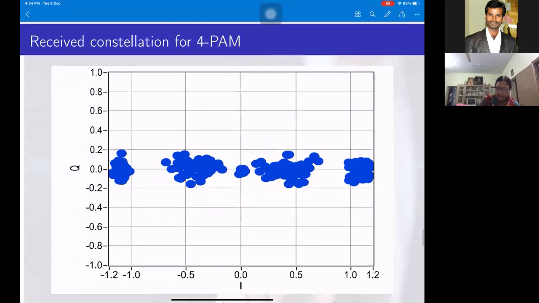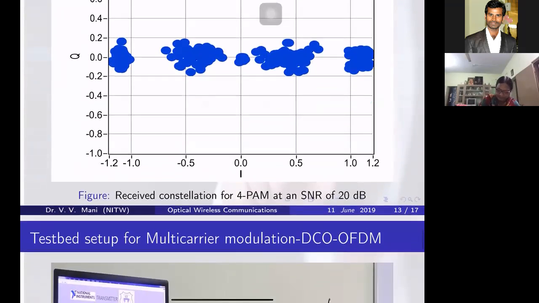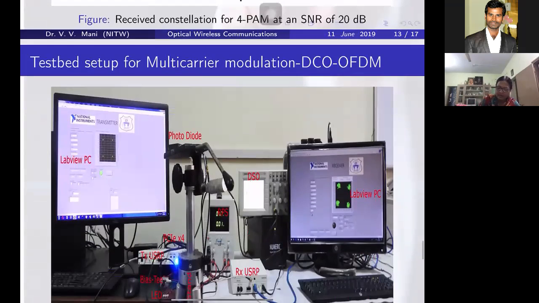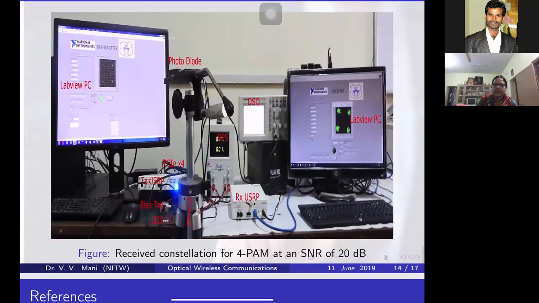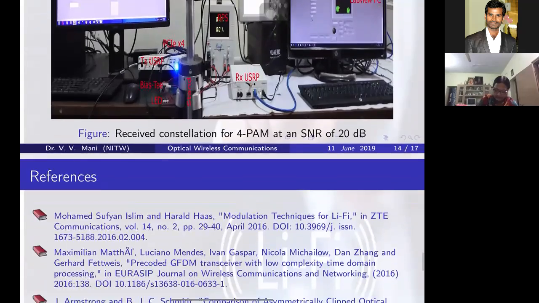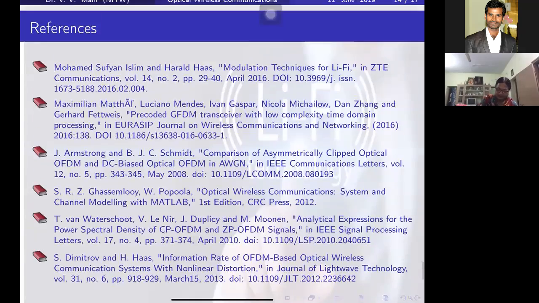And this is a PAM DMT, pulse amplitude modulation on the x-axis. And also we have set up for multi-carrier DCO FDM communication using QPSK modulation format. So we could see the QPSK modulation format, DCO FDM at SNR of 20 dB. Some of the applications.